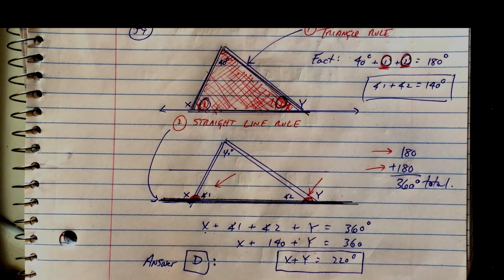So since x plus angle 1 plus angle 2 plus angle y equals 360 degrees, and I already know that those angles 1 and 2 equal 140, I can write x plus 140 plus y equals 360 degrees. Therefore, angles x plus angle y equals 220 degrees. The correct answer is D, 220 degrees.